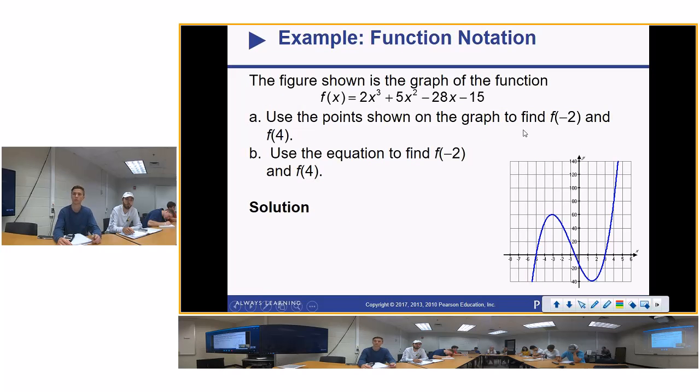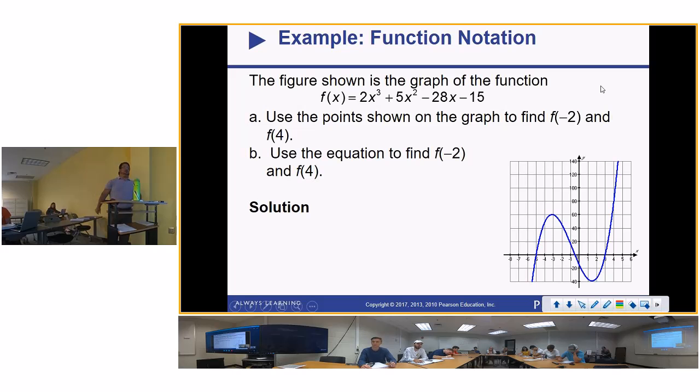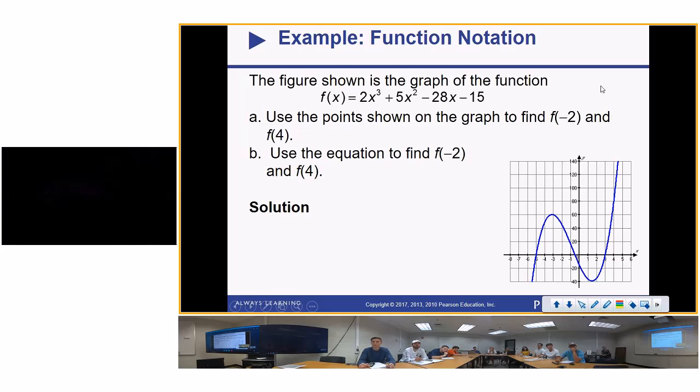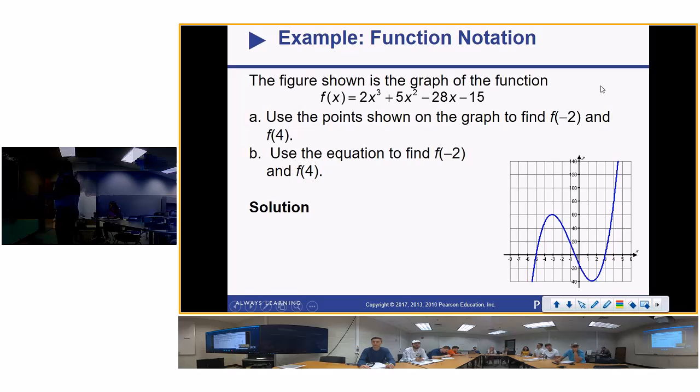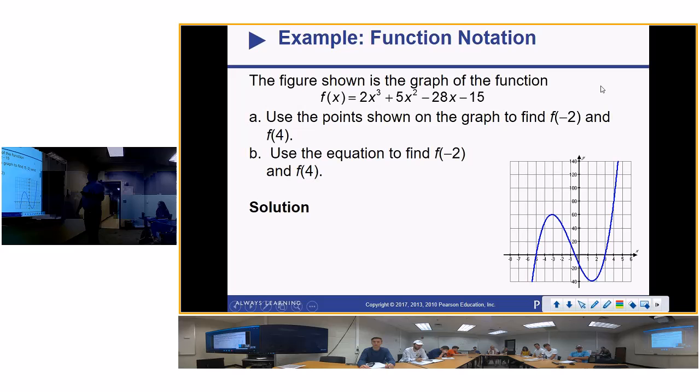All right, look at this function. Is it a function? Yes or no? Yes, it is a function. Now I want you to give me the domain and range. There are no arrows here. It's assumed to be arrows, so go ahead and put arrows on it.